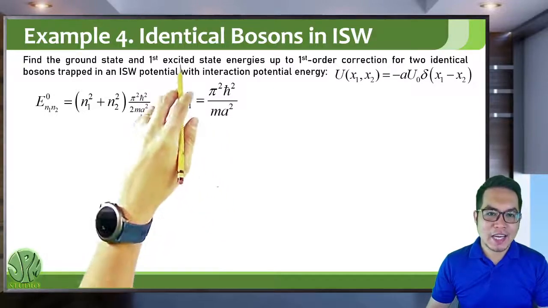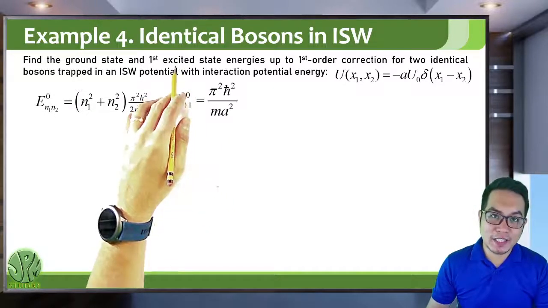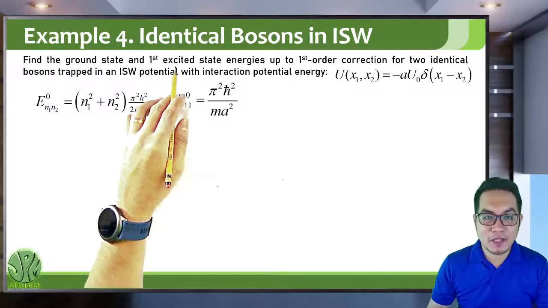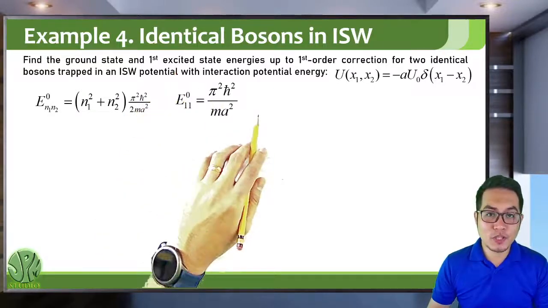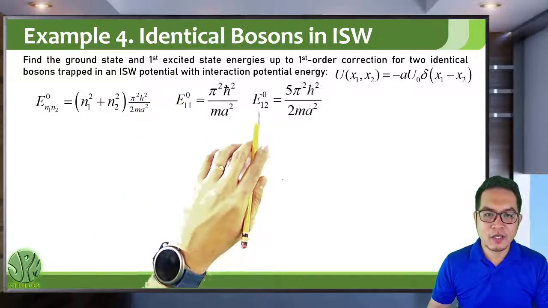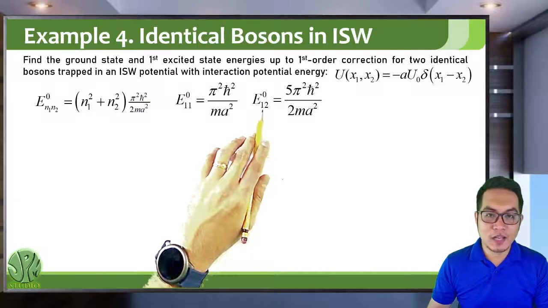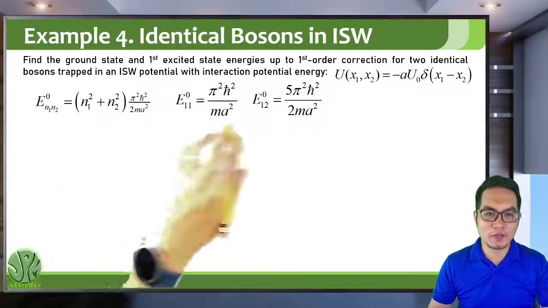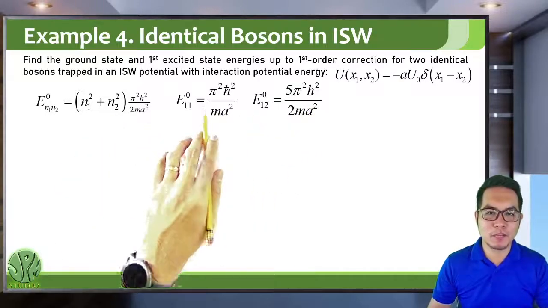The first excited state is when one particle is in the ground state and the second particle is in the first excited state, or psi 2 rather. So one is in state psi 1 and the second one is in state psi 2, and you will get this value from this equation. These are now the unperturbed energy levels.